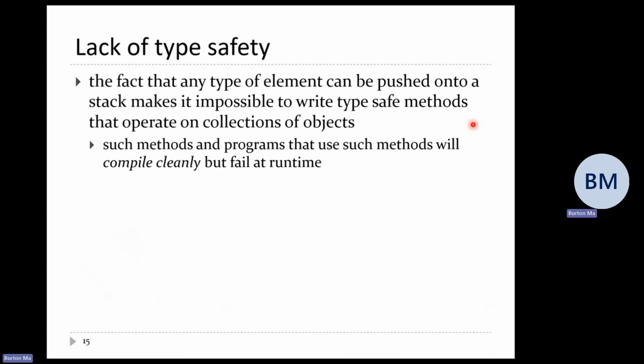And because this works, it makes it impossible to write a method that is type safe. For example, it's impossible to write a method that takes in a stack of integers that always works, because someone can give you a stack and there might not be an integer on it. So the compiler, again, can't help you here. You can write this method. You can write a program that uses the method that seems to be correct as long as you always give it a stack of integers. But as soon as you give it a stack that has something else, the method suddenly fails. So code that compiles cleanly can fail at runtime.